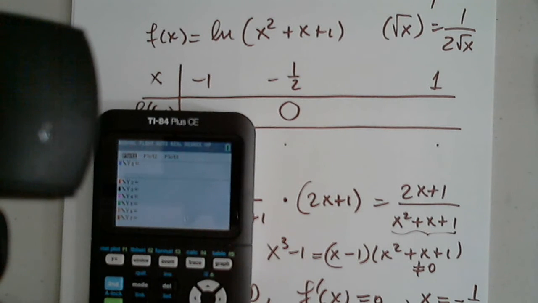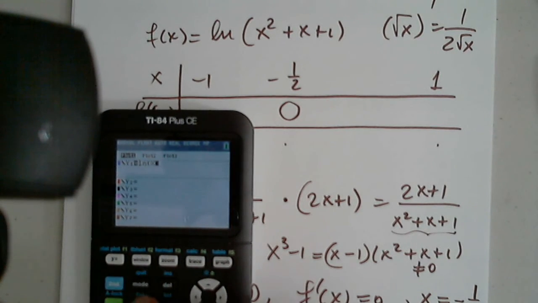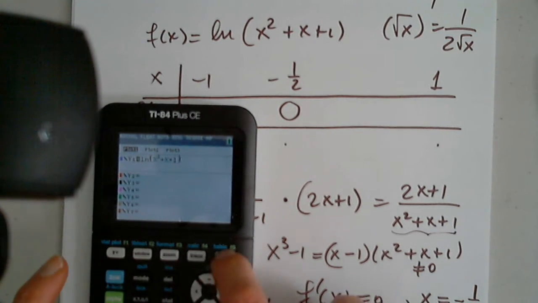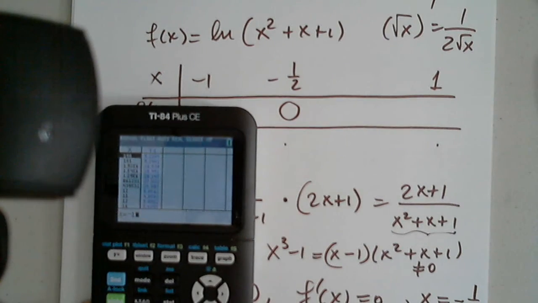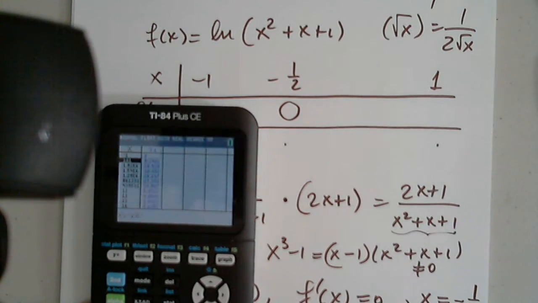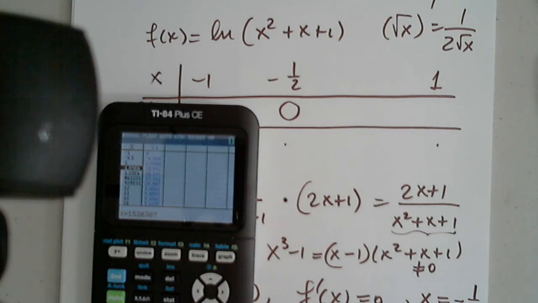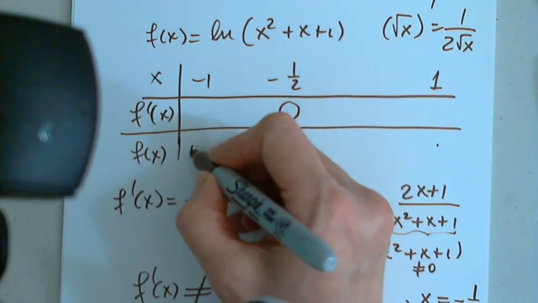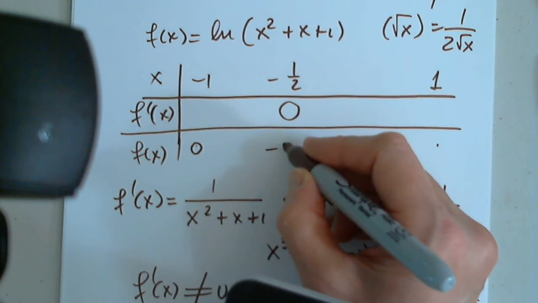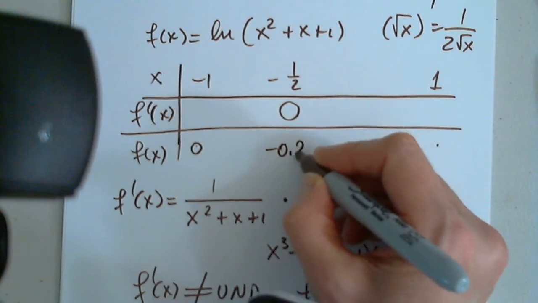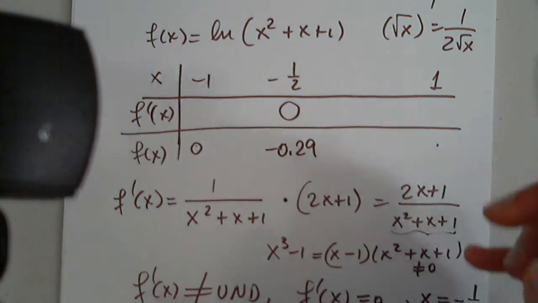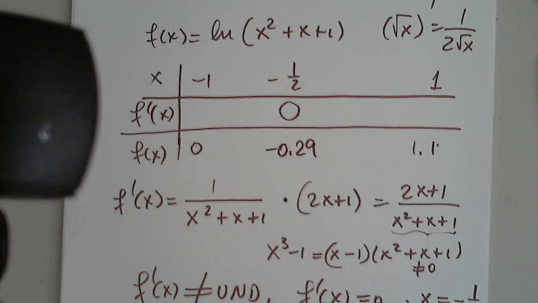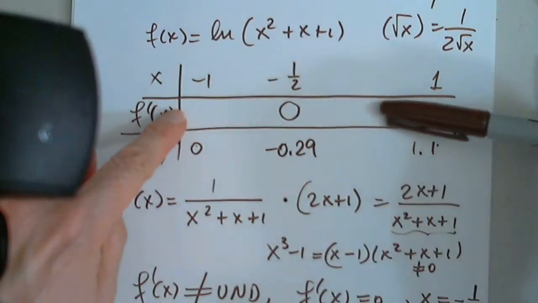The original function, natural log of x squared plus x plus 1, and second in the table, I will plug in -1, -0.5, and 1. So I have 0 here, -0.29 here, and 1.1 here, roughly, approximately. Okay. At this point, I have to study the sign.